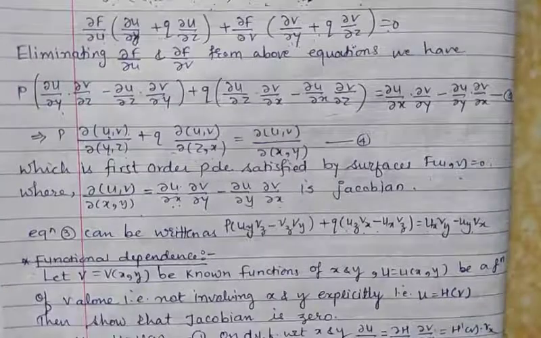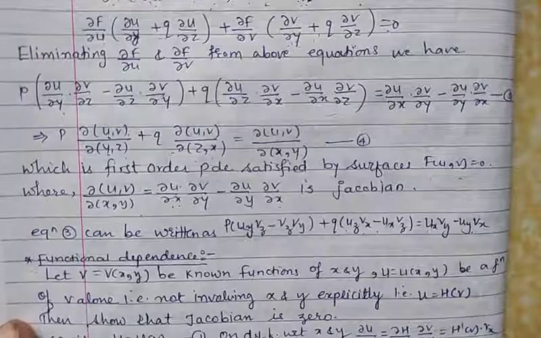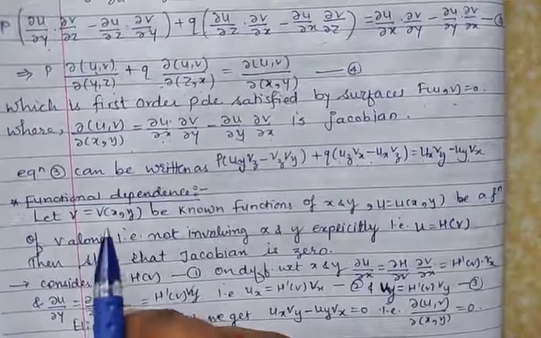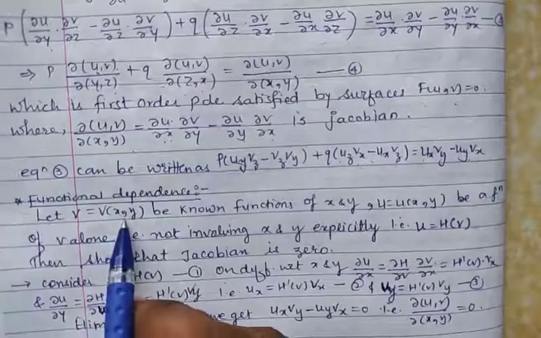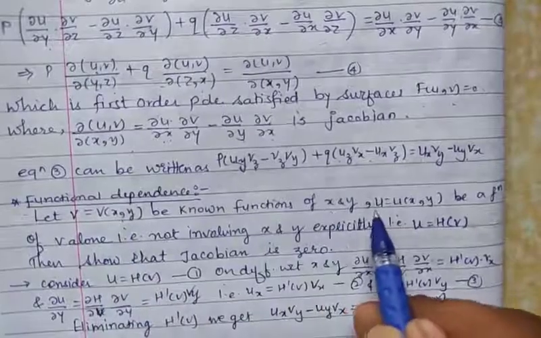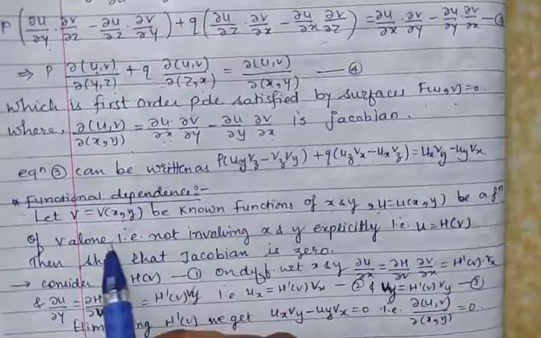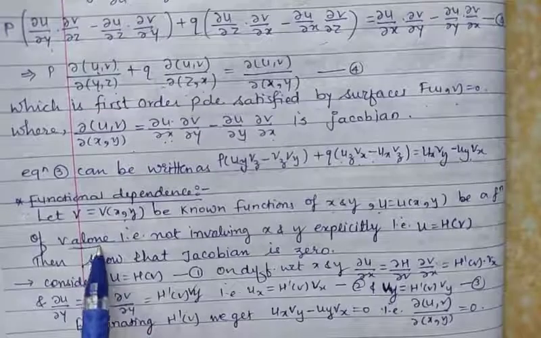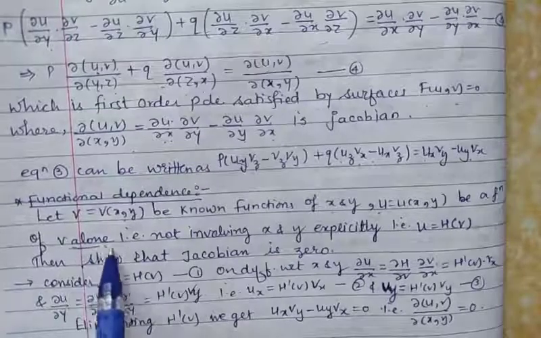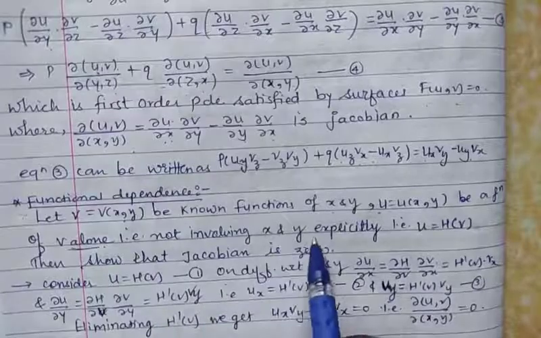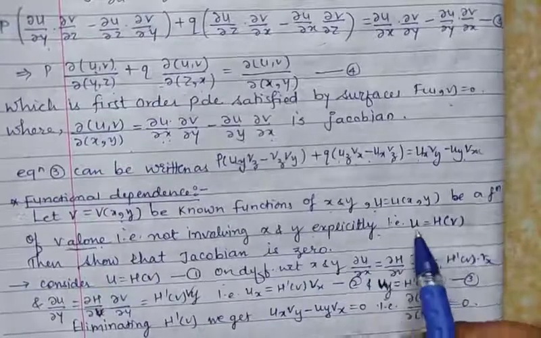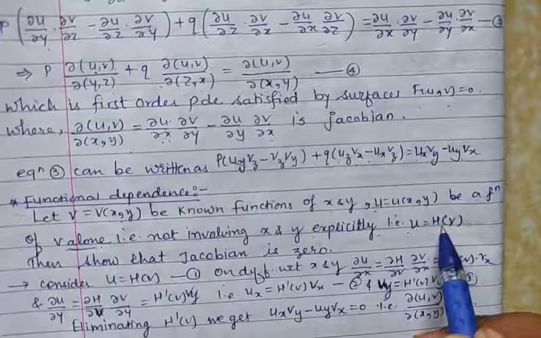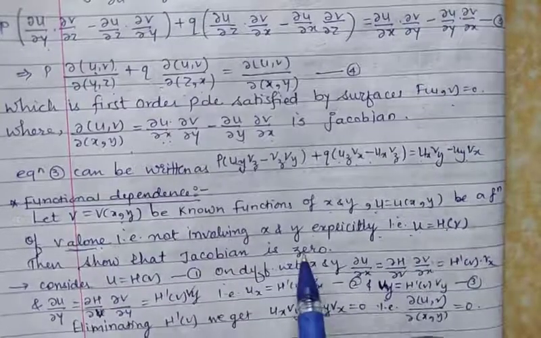Now next we will see the functional dependence. So what is functional dependence? Let v be a function of x and y, known functions of x and y, and u is a function of x and y, and let u be a function of v alone. Okay, remember this condition. That is, v alone means what? That is, not involving x and y explicitly. That is, u is a function of v, u is equal to h of v. Then show that the Jacobian is 0.